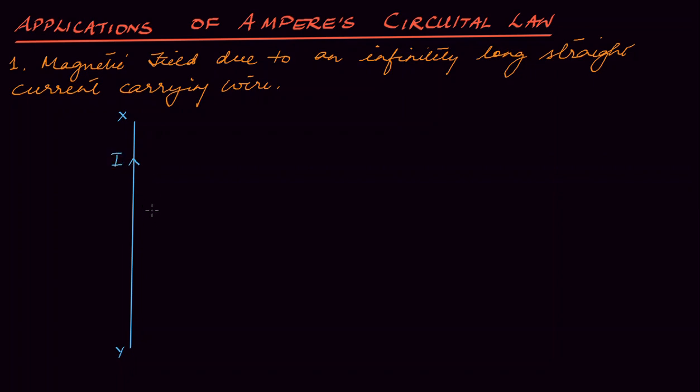Okay. Now what do we do? We take a loop. In order to apply the Ampere's circuital law, we have to consider a closed loop. You remember we use the same concept in the Gauss law. To find the electric field, what did we do? We considered the Gaussian surface, a closed Gaussian surface. Yes or no? So similarly here, we will not consider a surface, instead we will consider a closed loop.